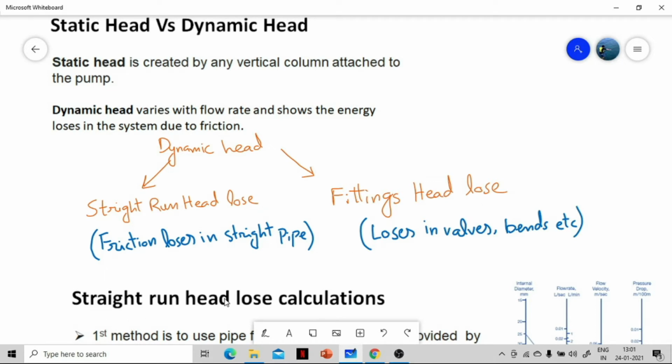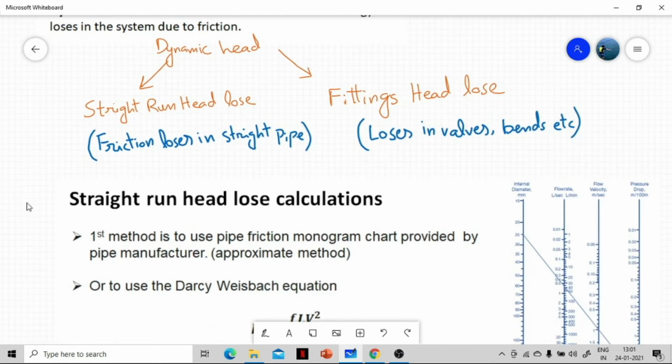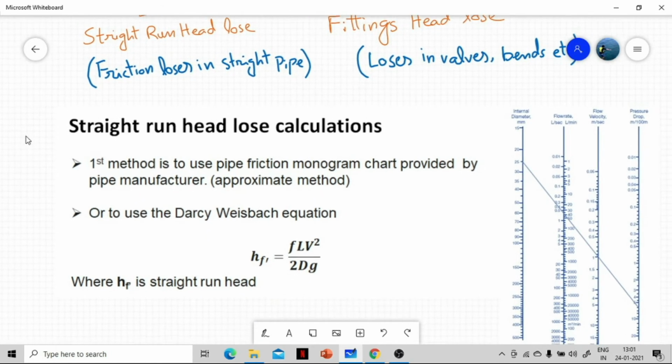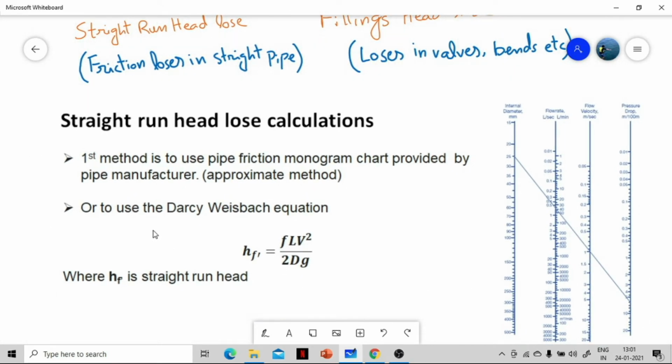First, straight run head loss calculation. The approximate method is to simply use pipe friction nomogram charts, which are usually provided by the pipe manufacturer. It is a simple method, but it's an approximate method. It's not an exact calculation, but it will give you an idea how much straight run head loss will be for a particular pipeline.